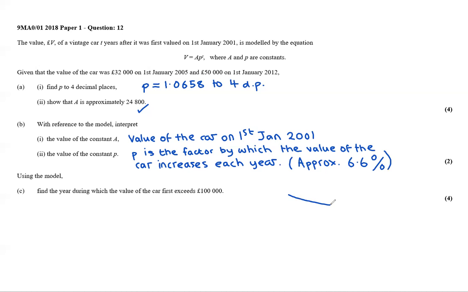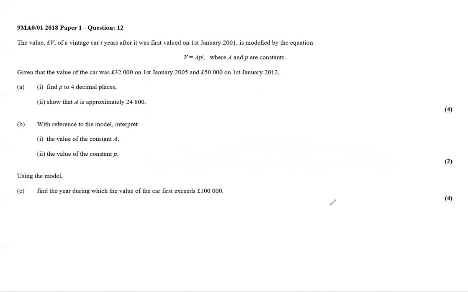Now, for the last part of the question, we have to find the year during which the value of the car first exceeds 100,000. To do that, we set up an equation or an inequality. It's up to you how you want to do this. I'll do it as an equation, and then we'll just have to think carefully about what our answer is going to be at the end. So for the value of the car, we now know the value of the car is about 24,800, multiplied by our P, which is 1.0658 to the power T.